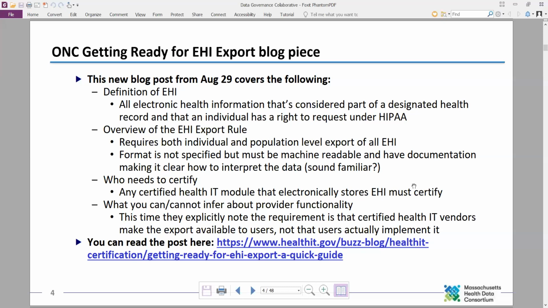A lot of it was review of stuff that they've talked about before. They repeated their standard definition of EHI and then sent a pointer to their more expansive discussions of that. They gave a quick overview of the export rule, reminding folks that they're required to support it both at an individual patient level as well as a population level. They also noted that there's no specified consistent format, but it has to be machine readable, and you must have documentation making it clear how to interpret the data.